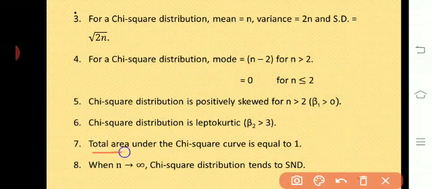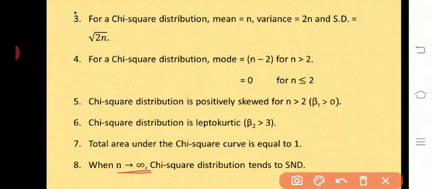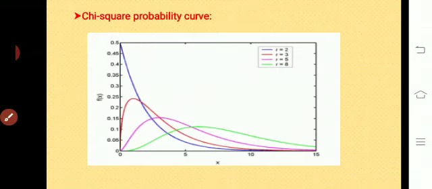Then the total area under the chi-square distribution curve is equal to 1. The next property is, when n tends to infinity, that is when n is very large, chi-square distribution tends to the standard normal distribution. So these are some properties or features of chi-square distribution.